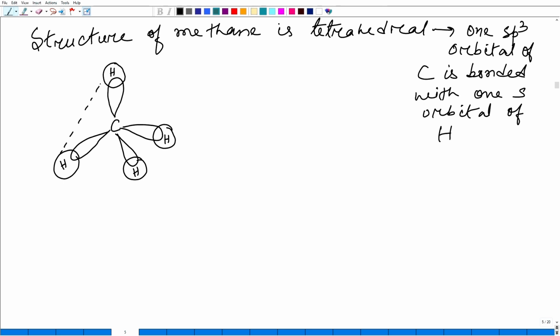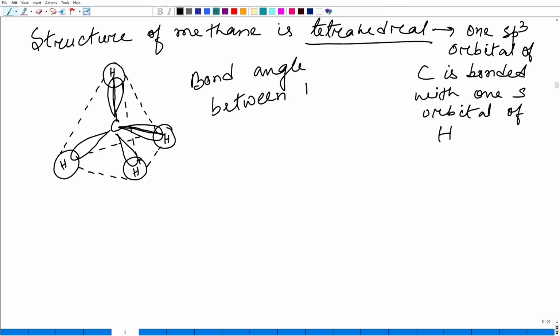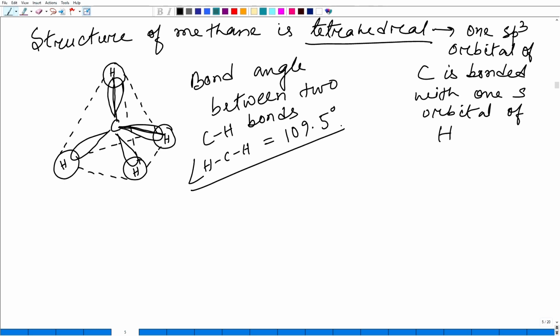Now, if we join these hydrogens with straight lines, we get a structure like this. This is the shape of a tetrahedron. So, the shape of methane is called tetrahedral. Now, these bond angles, that is HCH, the bond angle between two CH bonds. We can write this as HCH. This is equal to 109.5 degrees. This is the bond angle of methane.